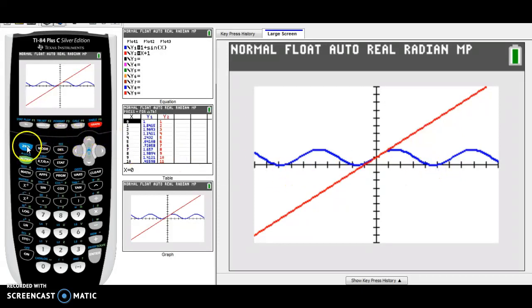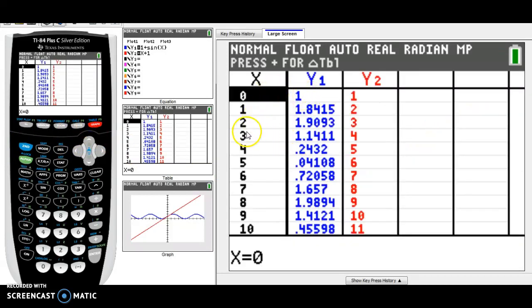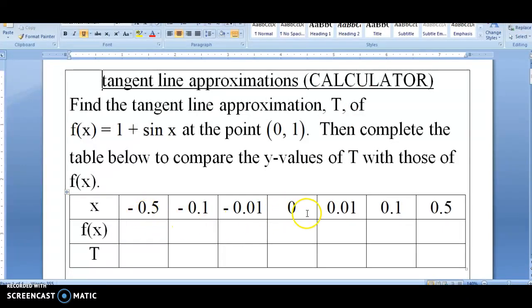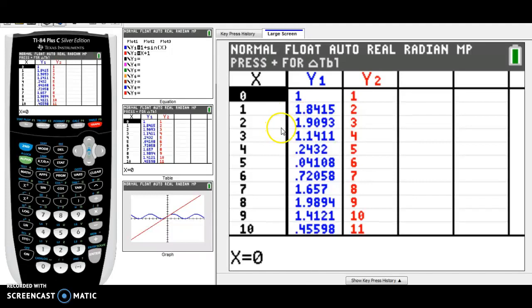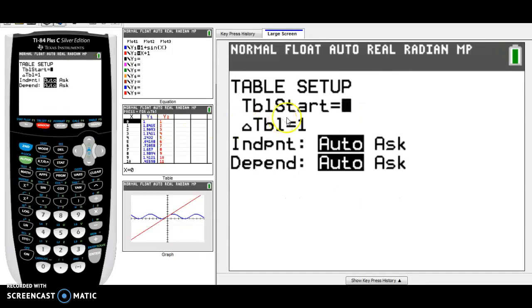If I were to go to my table right now, it's already preset to start at x equals 0 and go up by 1s. But if we take a look at what we're trying to approximate, we're only trying to approximate x values that are close to x equals 0. So negative 0.5, negative 0.1, so on and so forth. So if I go back into my table, a nice feature is we can hit second window, which allows us to change our table settings. And most convenient for this particular problem would be to switch our independent variable from auto to ask.